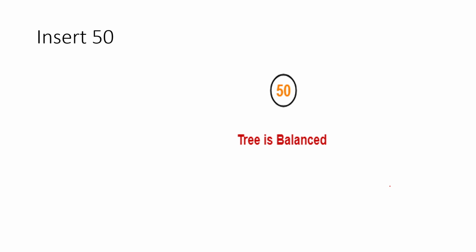Now our first data is 50. The BST is empty. There is no root node. 50 becomes the root. Only one node. It is a leaf node. It is a root node. The balance factor is 0. The tree is said to be balanced.